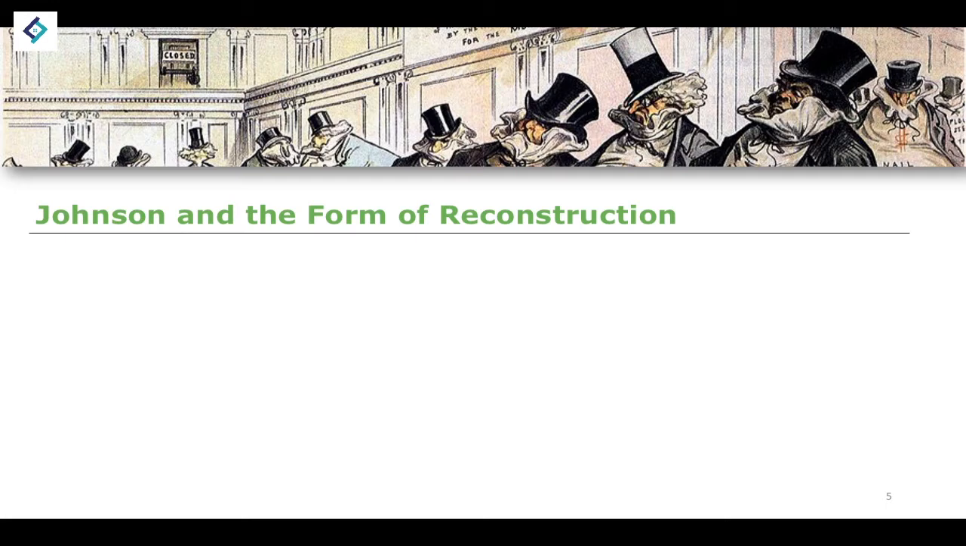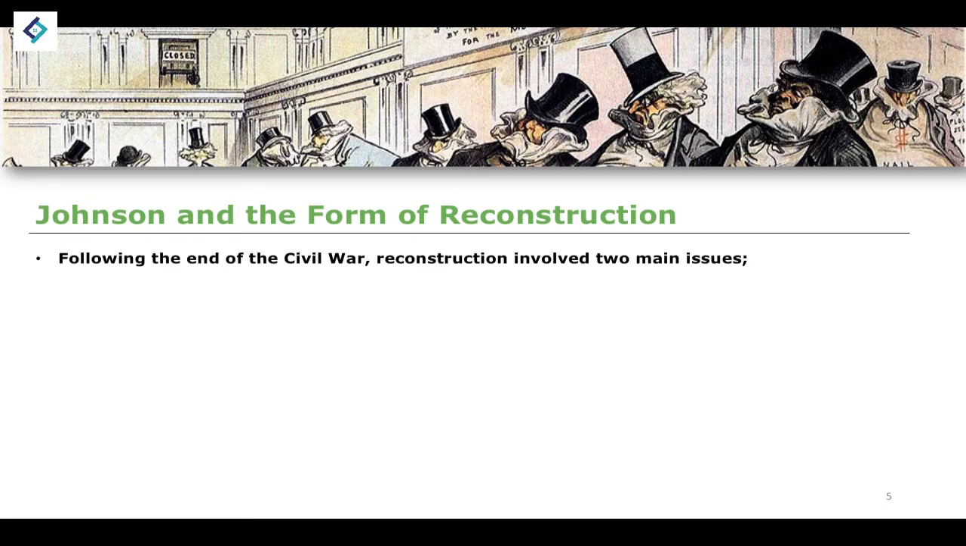Okay, let's get back to the history. Johnson and the form of Reconstruction. Following the end of the Civil War, we have a period that is known as Reconstruction. The aim of this period is, of course, to assimilate the southern states back into the broader Union and to ensure that essentially we can get a unified state back following what was the bloodiest conflict in US history.